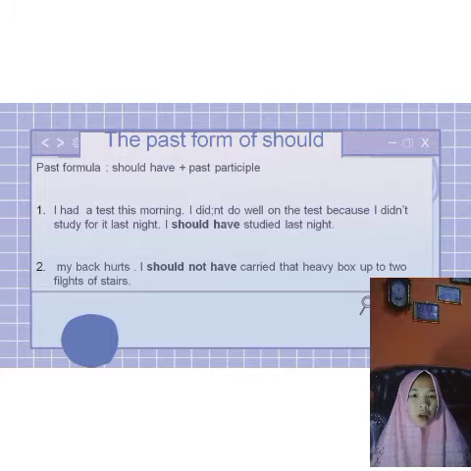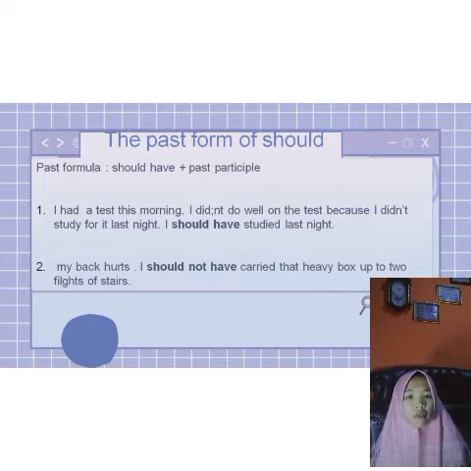Actually, the past form of ought to is ought to have, which has the same meaning as the past form of should. Should is used more commonly than ought to, and had better is used more rarely in a past form and usually only in speaking, not writing.